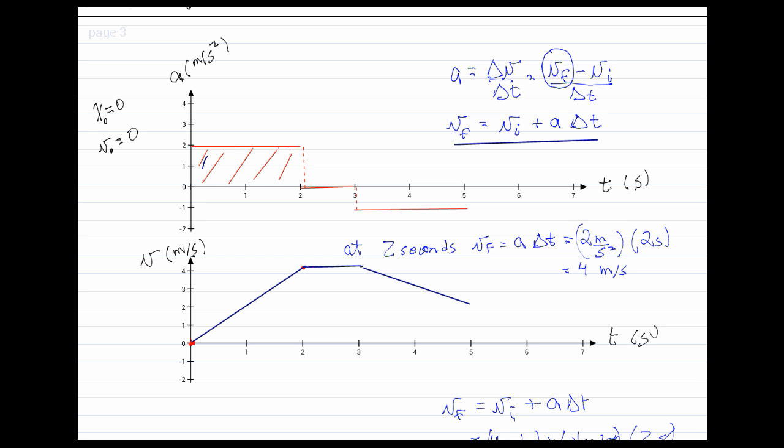So here the area is equal to 2 meters per second. Sorry, not 2. My bad. It was 4. So the area underneath our acceleration curve, or at least the area between the curve and the horizontal axis, gives us the change in velocity.